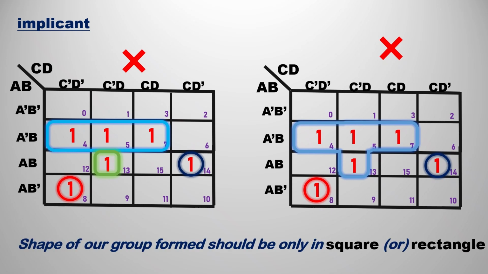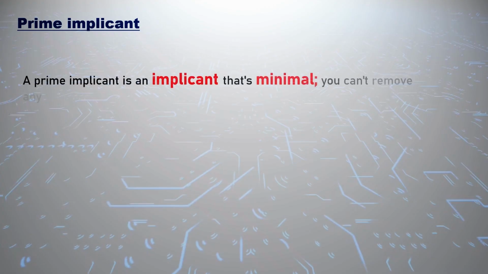I hope you know how to form the groups. Formation of groups is only in powers of 2, so a 3-term grouping is not allowed. A 4-term formation is allowed, but a T-shape is not allowed. The shape of a group should be only a square or rectangle. So forming 4 in a group like this is not allowed.